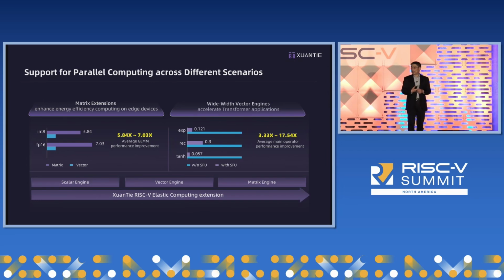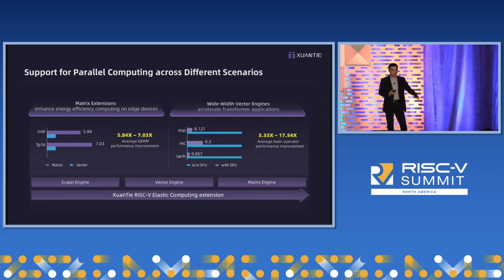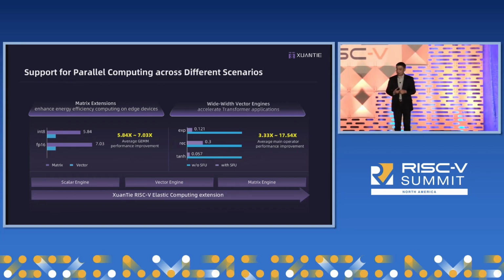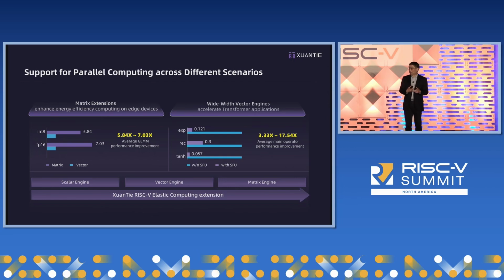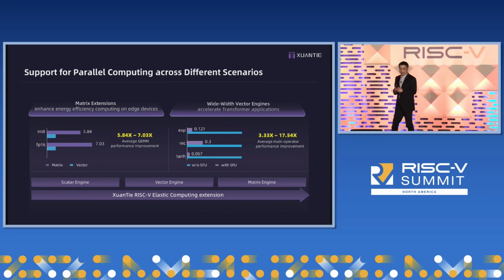On the left side is the matrix extension, and on the right-hand side is the vector engines. If you look at the left-hand side picture, you can see the speedup of the parallel computation using matrix and also vectors. Matrix can give about a 6x performance improvement. And the right-hand side is a wide-width vector engine to accelerate transformer applications.